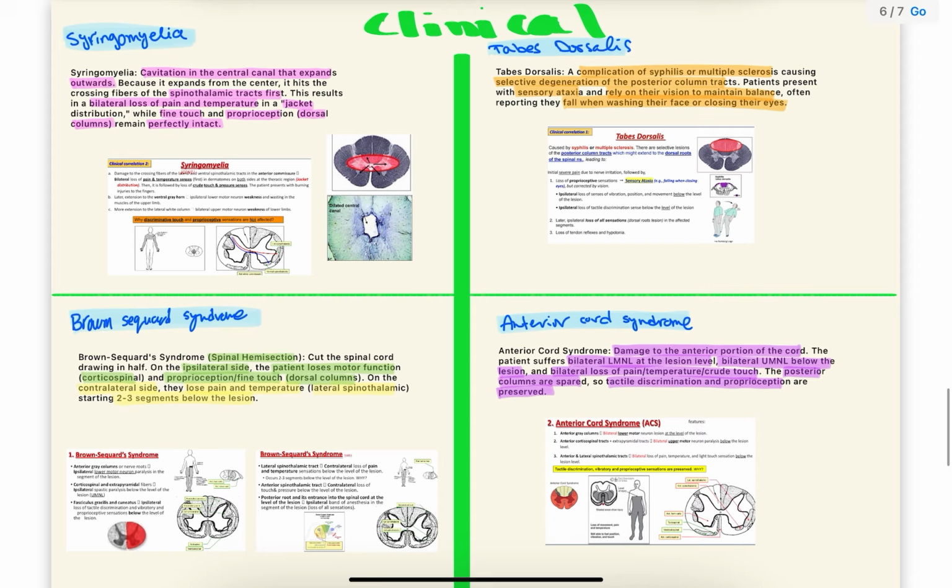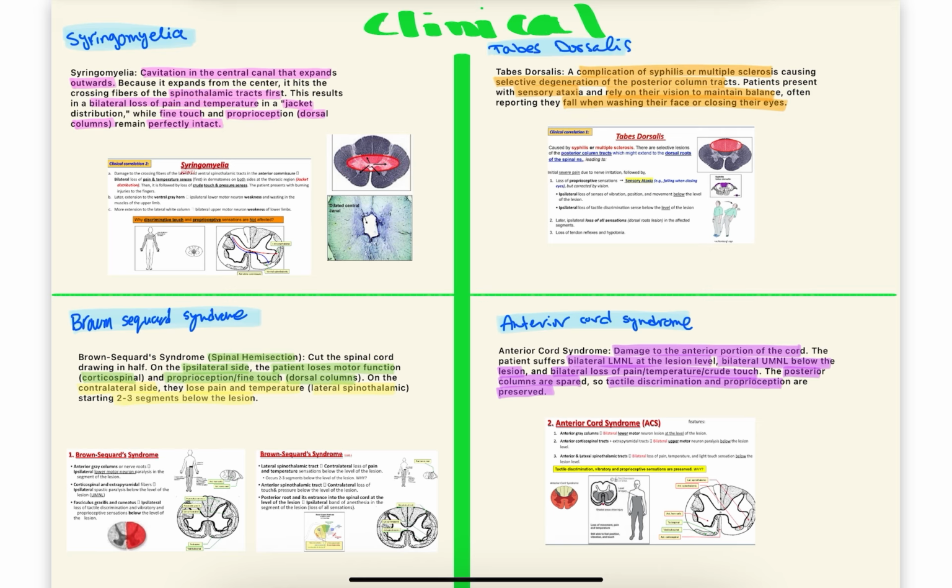Moving on to the clinical cases that we have faced in this lecture. So we have syringomyelia. Syringomyelia tells us what? It tells us we have cavitation, as you can see here in the picture. The cavitation is happening in the central canal, and the central canal is going to expand outwards. And because it's expanding, it's going to affect the spinothalamic tracts.